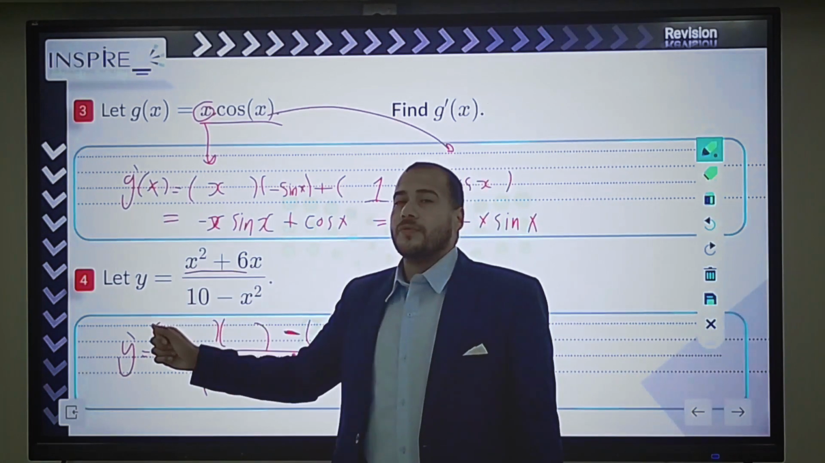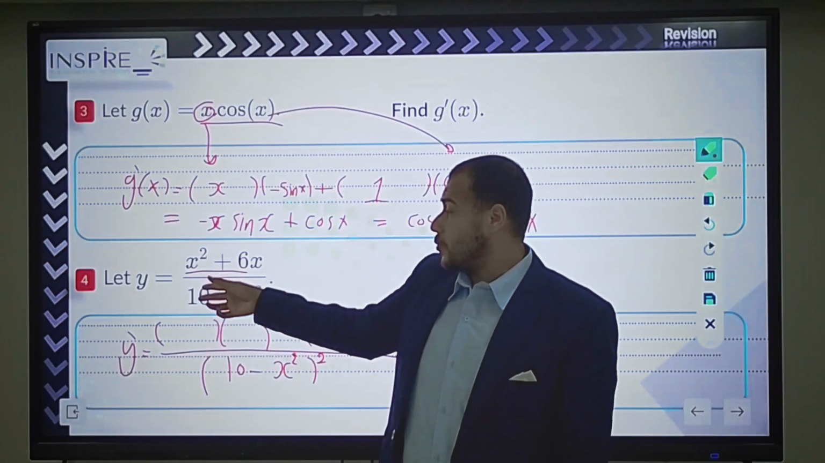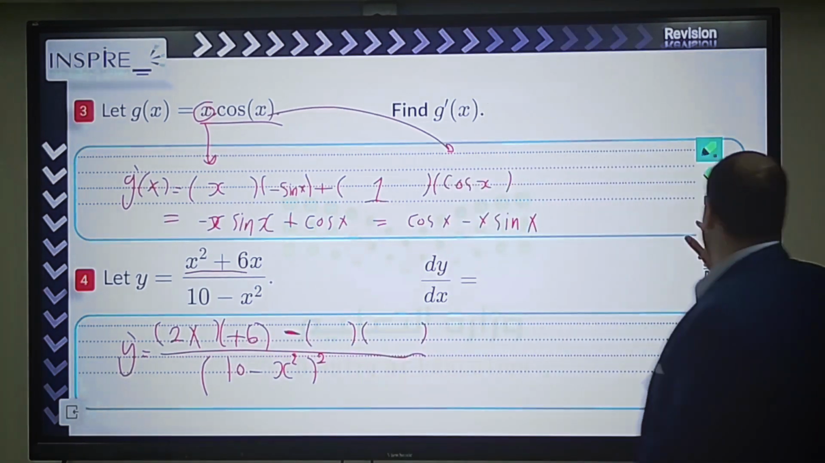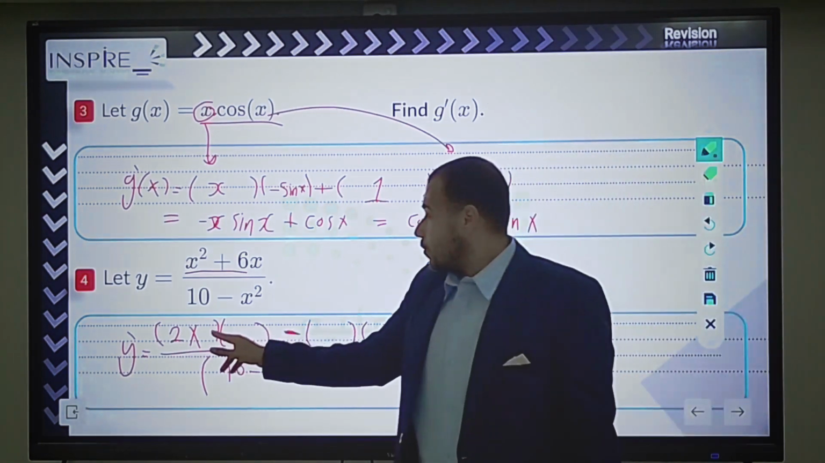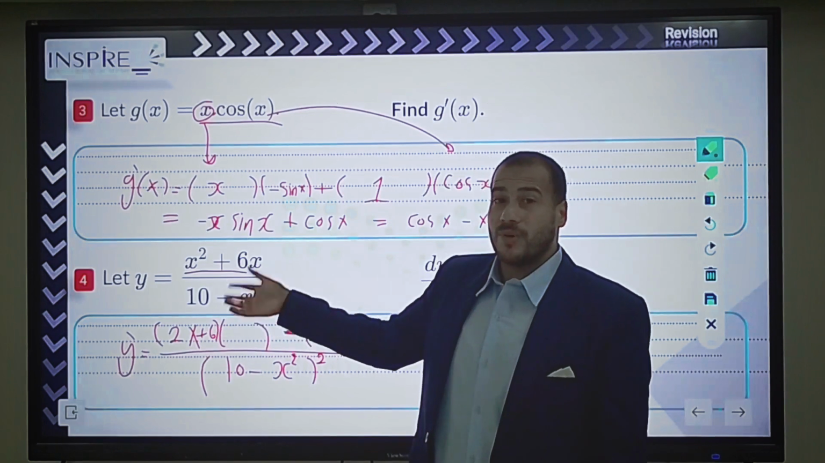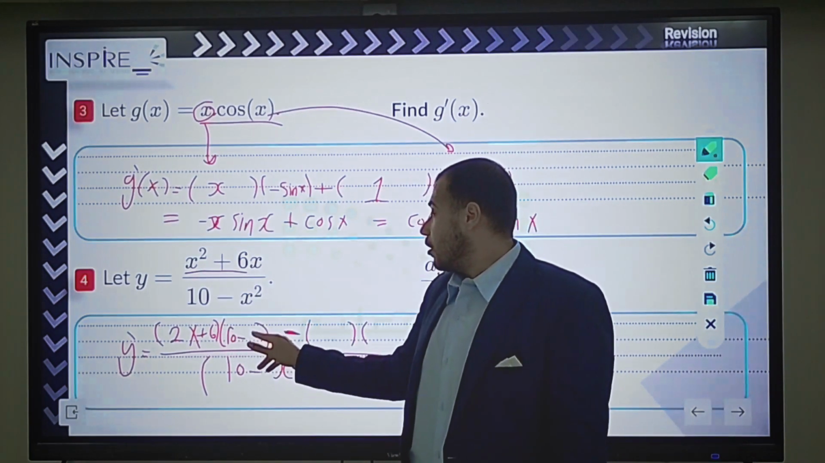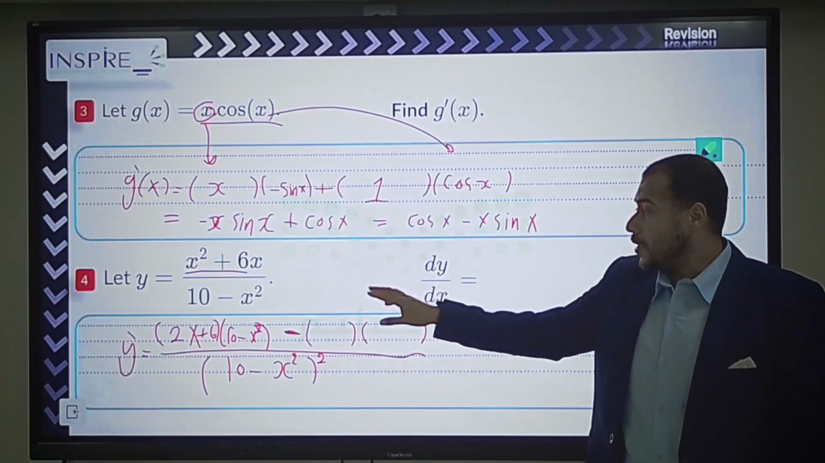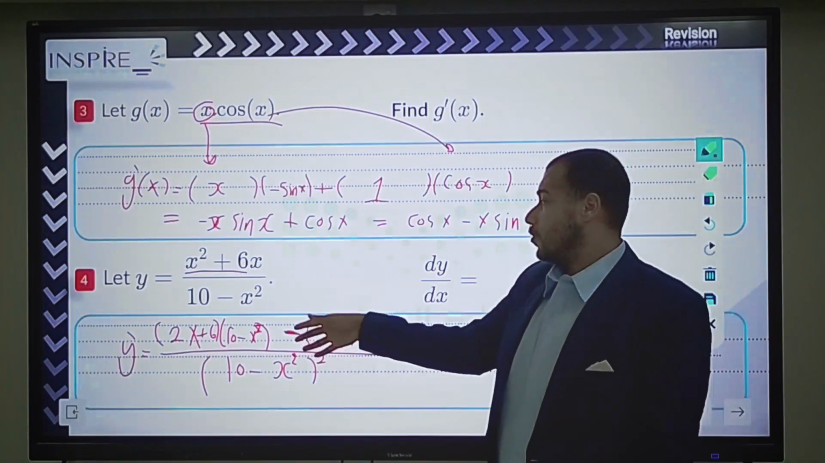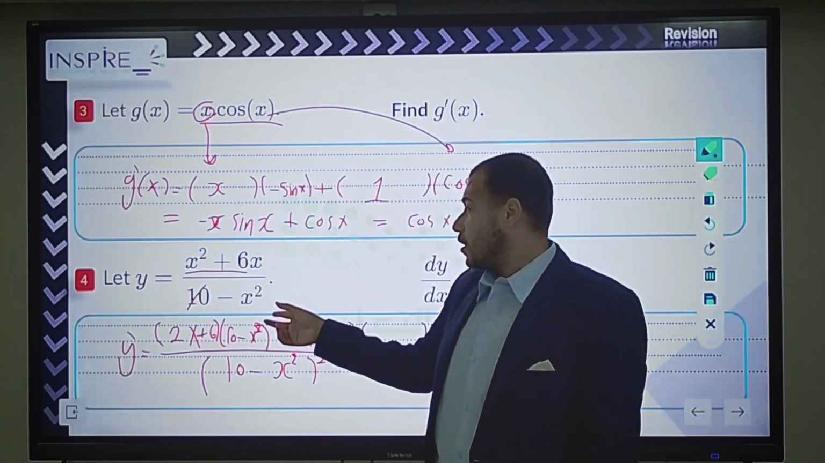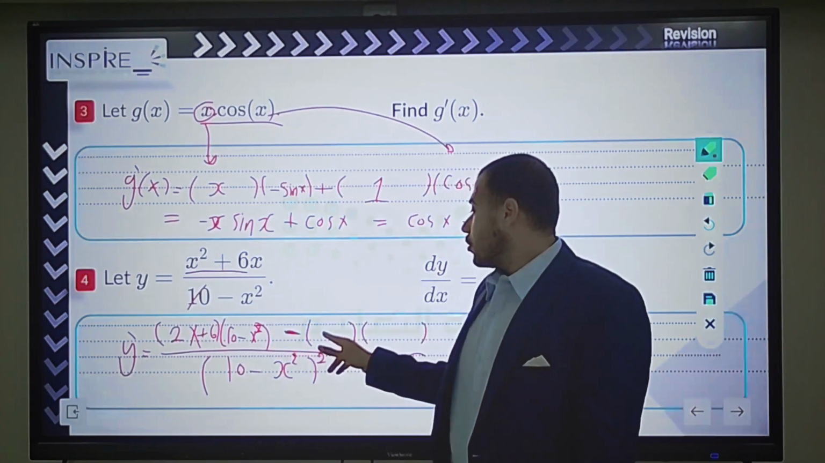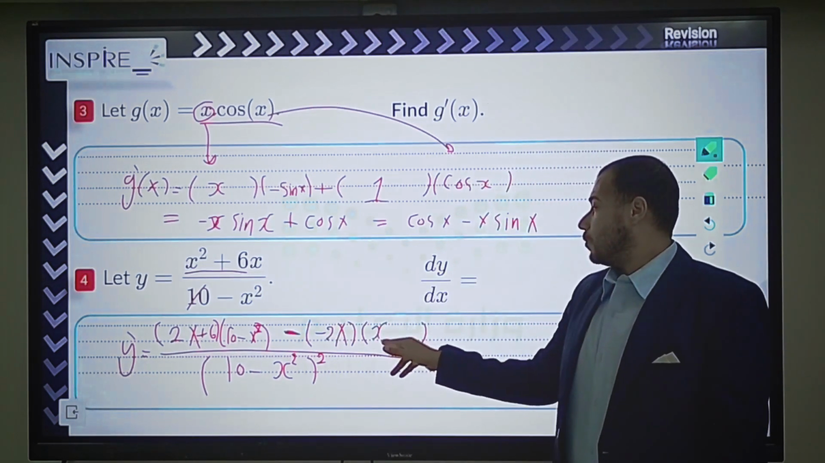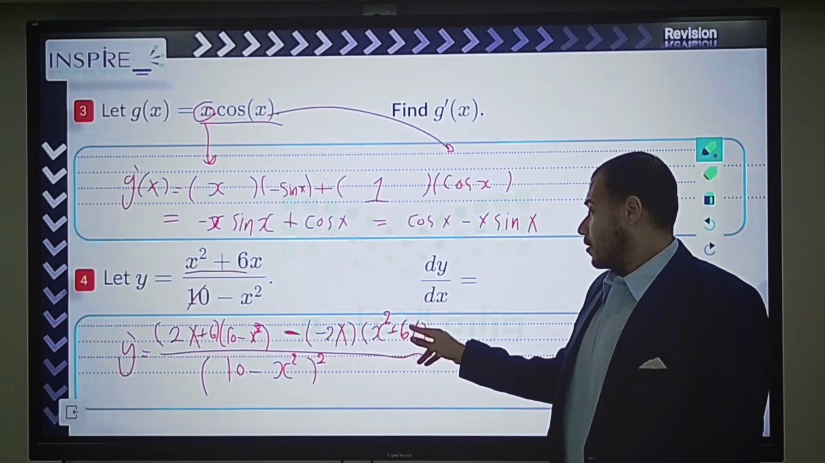At first, let's solve the numerator first. We will get the derivative of the numerator. What is the derivative of x power 2? It will be 2x plus 6. Okay, this is the derivative of the numerator. And then keep the denominator the same. It will be 10 minus x squared. Okay, over here we will get the derivative of the denominator, which is the derivative of 10, it will be 0, the derivative of negative x squared, multiplied by 2, subtract 1, so it will be negative 2x. And keep the numerator the same, which will be x squared plus 6x.